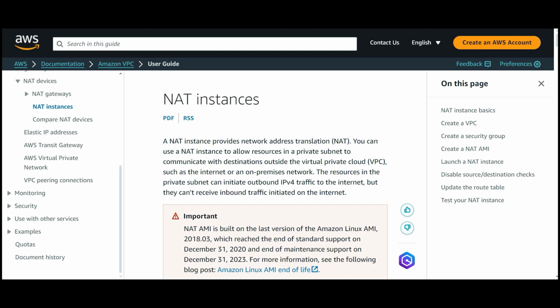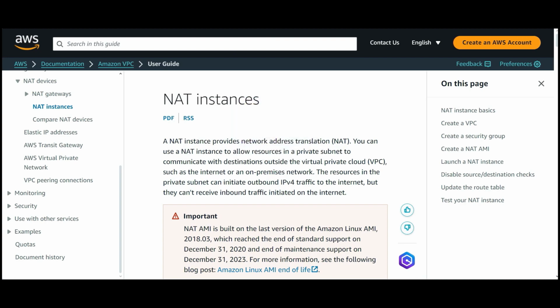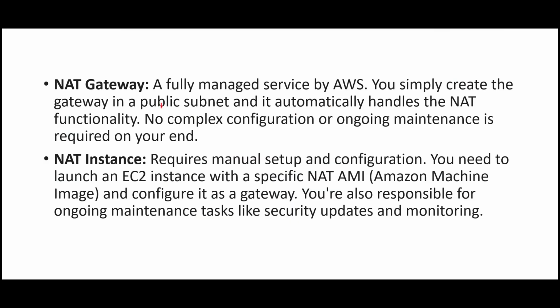It always works with a private subnet, and it can also initiate requests from inside out to where? To the internet or an on-premises network. But from outside, the guy cannot talk to the queen. The problem with NAT instances is that they require manual setup, but NAT gateway is a fully managed service, so you don't have to do much. It automatically handles the NAT functionality, no complex configuration required.